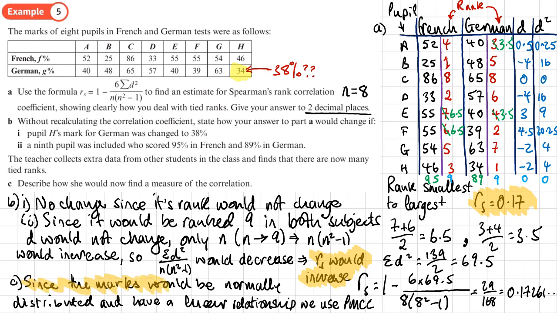So since the marks would be normally distributed, remember when things are not normally distributed, we would use Spearman's rank, and we have a linear relationship. So again, if we didn't have a linear relationship, we would use Spearman's rank. So we'd expect there to be some sort of linear relationship between the two. We would calculate the PMCC. And the reason we know that there's a linear relationship is because of the number of tied ranks, which means that they're ranked the same in both subjects, which would suggest some type of correlation. It could be positive or negative. It looks like it could be a positive correlation, but tied ranks means that the same type of score or ranking in French and German. So yeah, when that happens, we'd use the PMCC.